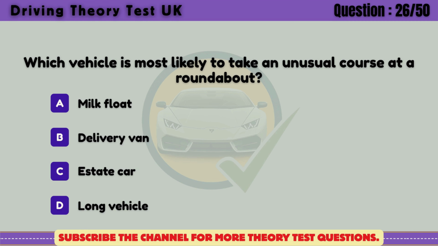Question 26. Which vehicle is most likely to take an unusual course at a roundabout? Option A. Milk float. B. Delivery van. C. Estate car. D. Long vehicle.